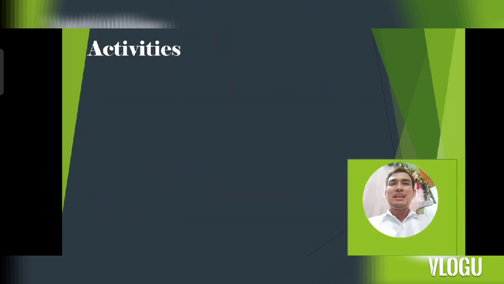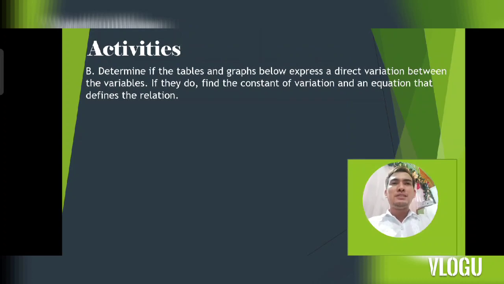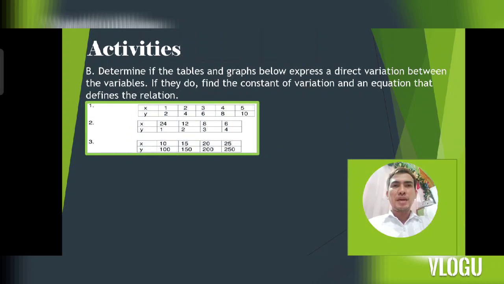That's very good. Now let's proceed with activity letter B. Determine if the tables and graphs below express a direct variation between the variables. If they do, find the constant of variation and an equation that defines the relation. Let's take a look at our problem. I'll be giving you, again, 10 seconds to answer. Anyways, this is very easy. Okay, so let's have number 1, 2, 3. Since there are 3 questions, I'll be giving you 30 seconds to answer. Ready? Start.